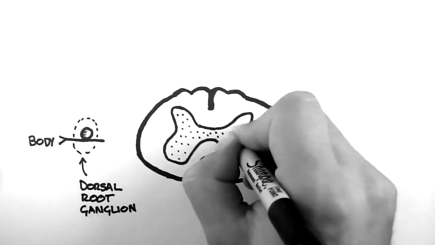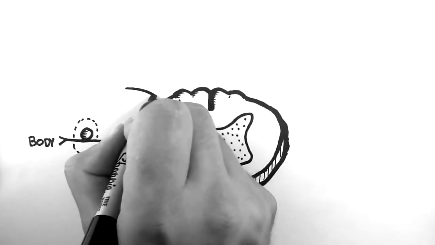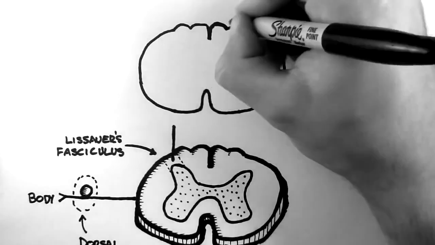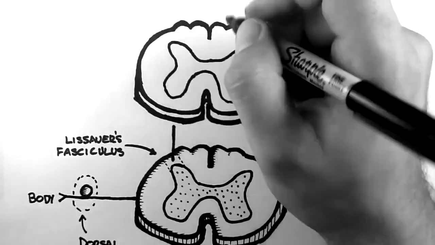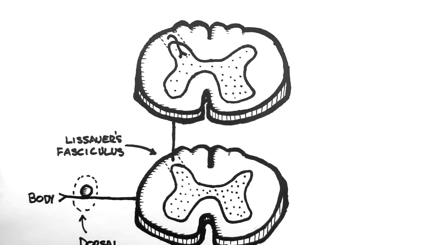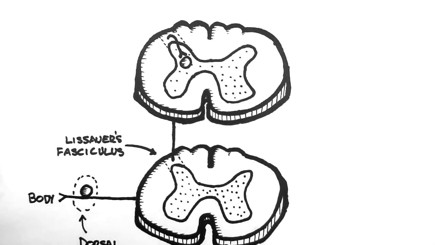Now here's a slice of the spinal cord. And here is Lissauer's fasciculus. The spinothalamic tract enters the spinal cord and ascends or descends one or two levels within Lissauer's fasciculus. Then it synapses onto a cell body in the dorsal horn of the grey matter. The dorsal horns are the back parts of the butterfly wings of the grey matter.